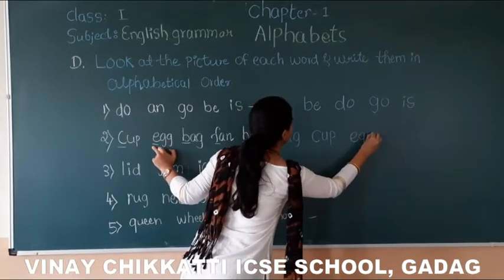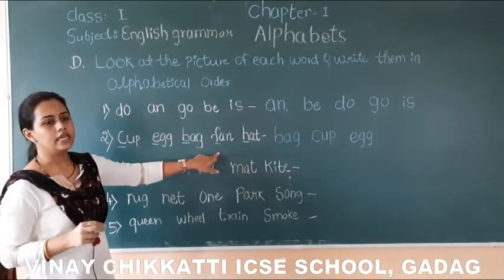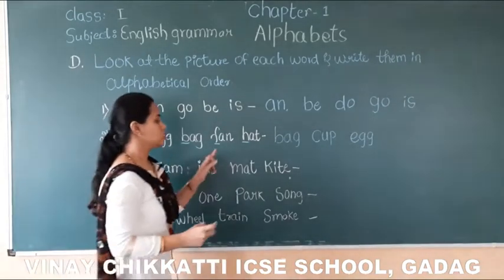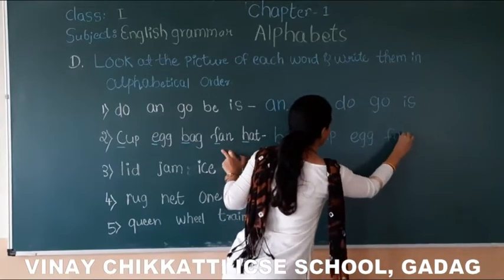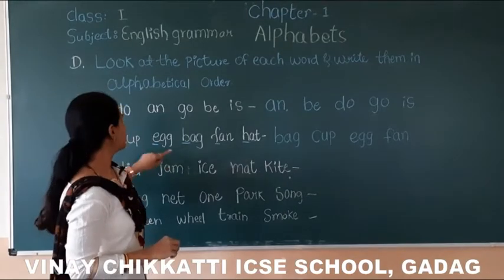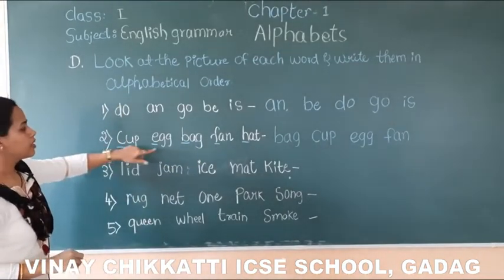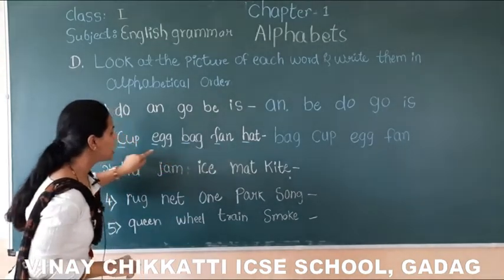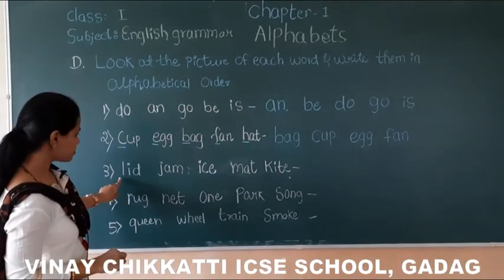After D, E. E, G, G, egg. Then E, F. So then F, A, N. Fan. G. After F, G. These all are finished now. So we'll go to the next.